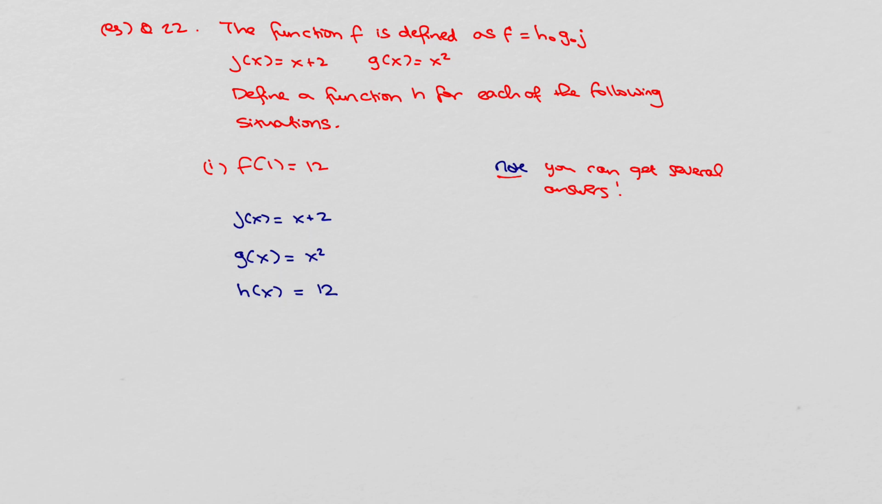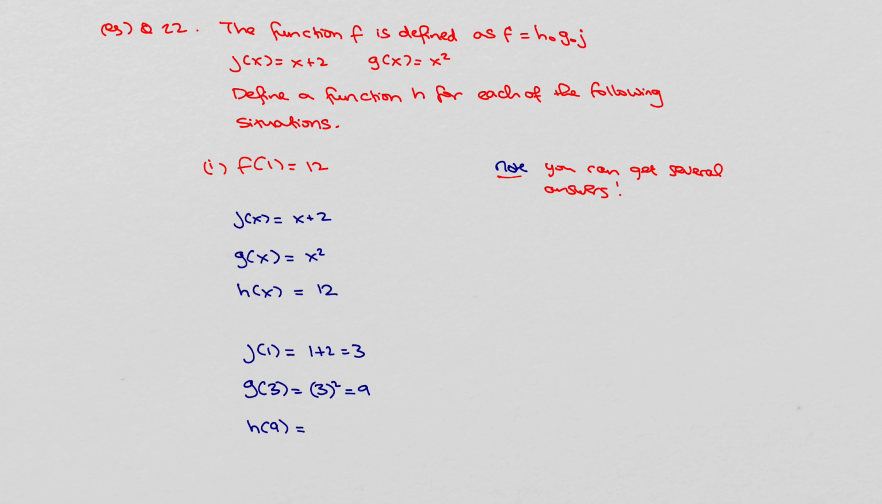So if I take 1 and I input it into j first of all, j is going to be 1 plus 2, which gives me 3. So this is my output from j. That now becomes my input in g. So I'm inputting 3 into g. I have to square that, which gives me 9. And then that 9 is now going to become my input into h. So what can I do to 9 to get to 12?